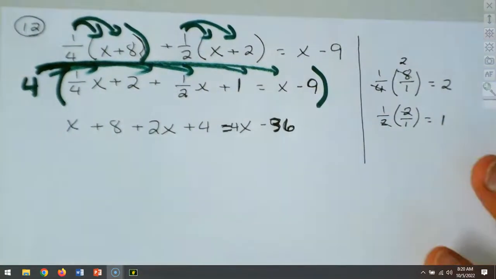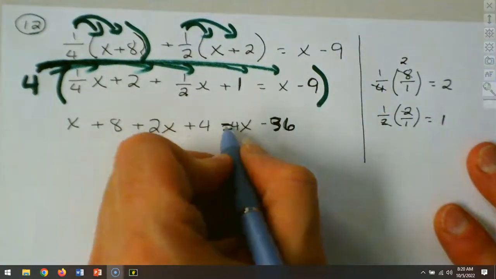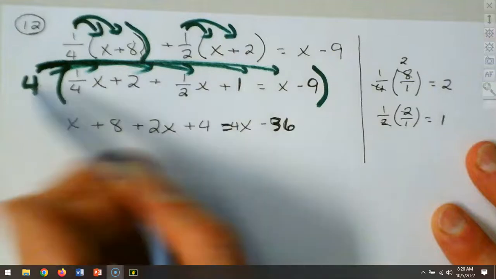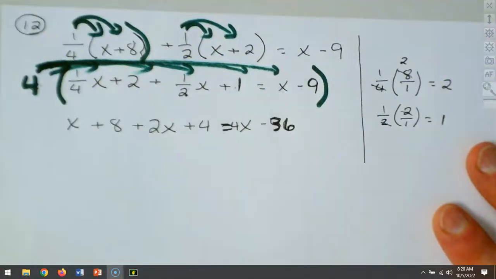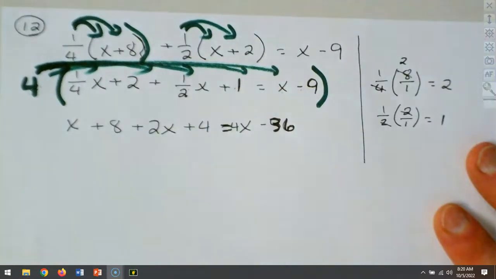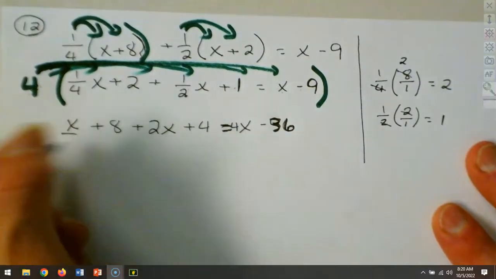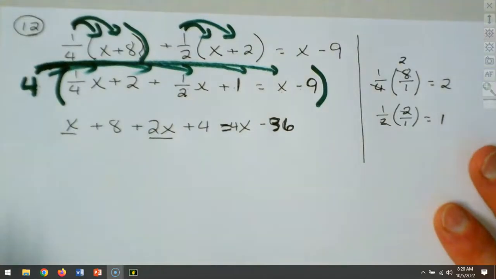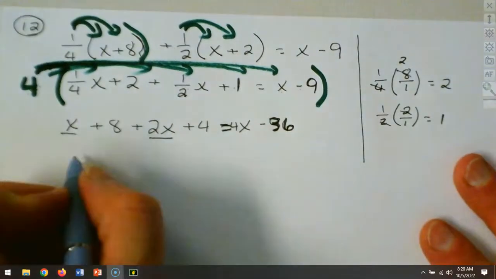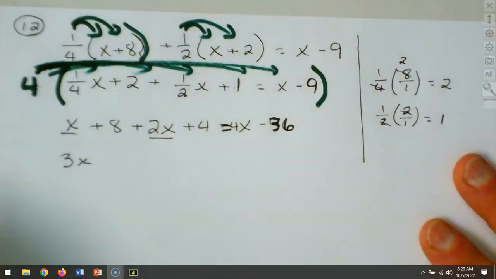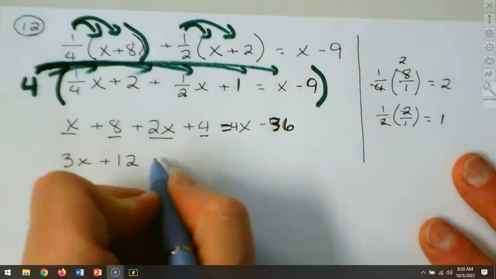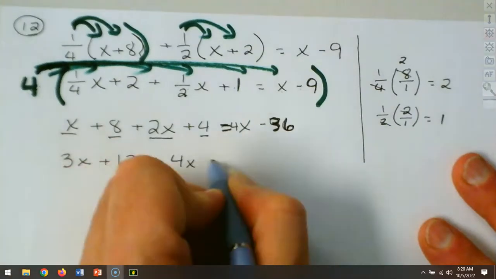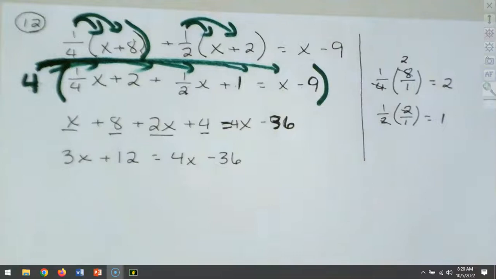Okay, that's 4x there, because it has to go through each and every piece. Now, what are we going to do? Well, we're going to combine. So let's work on the left. The x's can go together. So an x and 2x makes it 3x. 8 and 4 makes it a 12, and that equals 4x minus 36.